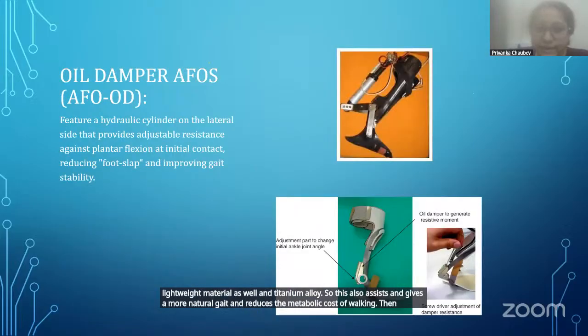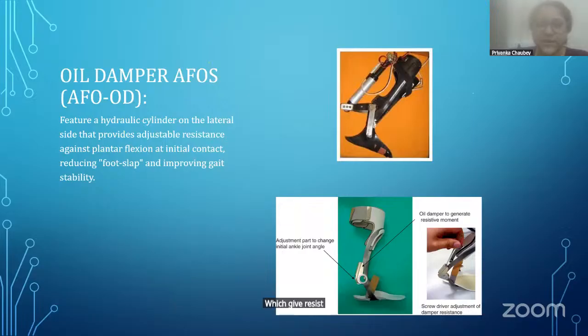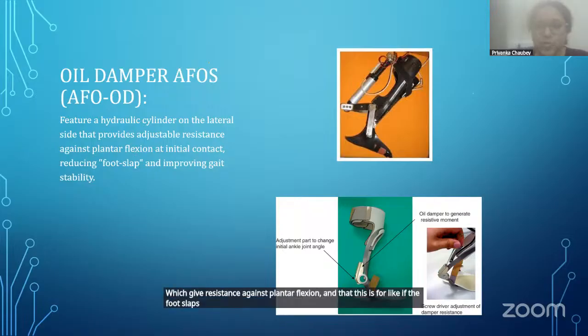Then there are oil dampener AFOs. So dampeners are there in very old-fashioned ways also, and made in very advanced ways also. So there are cylinders which give resistance against plantar flexion, and this is for, like, if the foot slaps, this improves gait mobility. So we see it as a bar. We can see it as a small dampener to a big dampener. We can see it as a posterior bar, or it can be a small dampener which basically resists the movement.